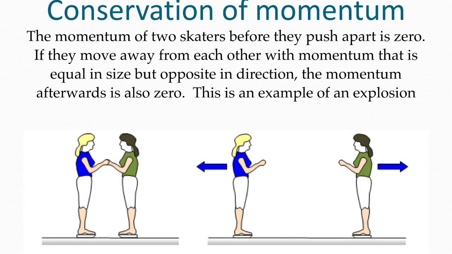The momentum of two skaters who are stationary before they push apart is 0. If they move away from each other with momentum that is equal in size but opposite in direction, the total momentum afterwards is also 0. This is called an explosion.